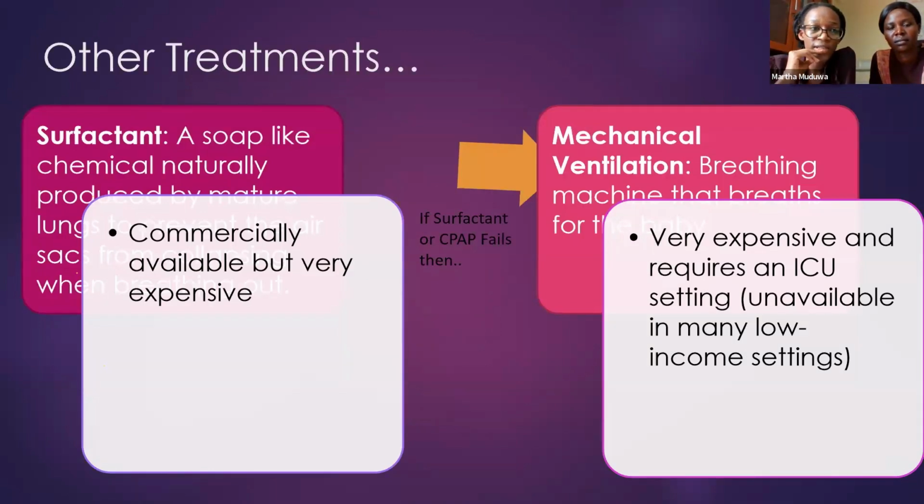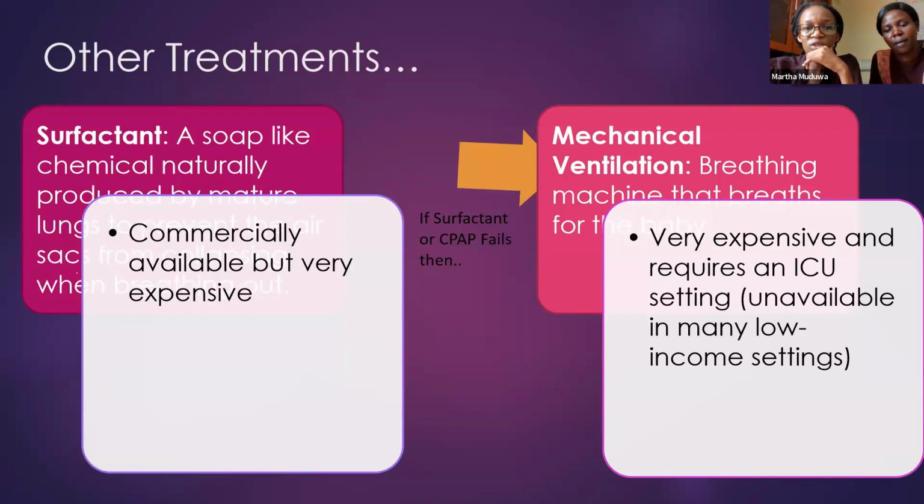So, other treatments for RDS like surfactant and mechanical ventilation. Surfactant is prohibitively expensive. In our unit, maybe in a year, you could have 1 baby receiving surfactant because of the cost. So we very rarely or almost never use surfactant because of the cost. Mechanical ventilation is equally the same. There are very few units or none in a government setting that have mechanical ventilation.